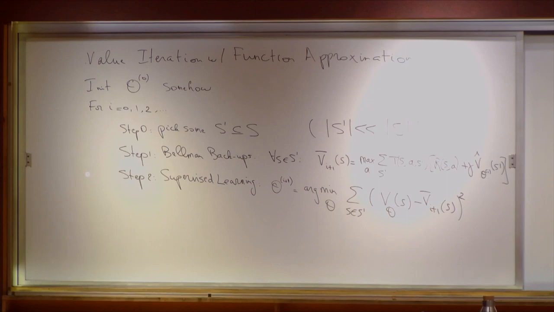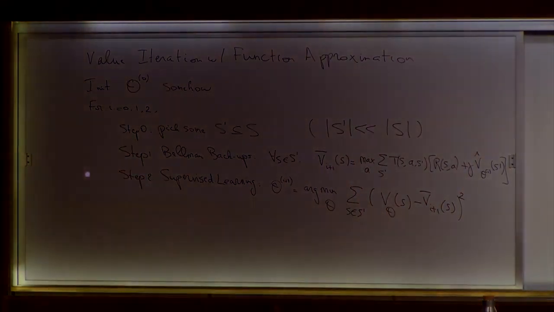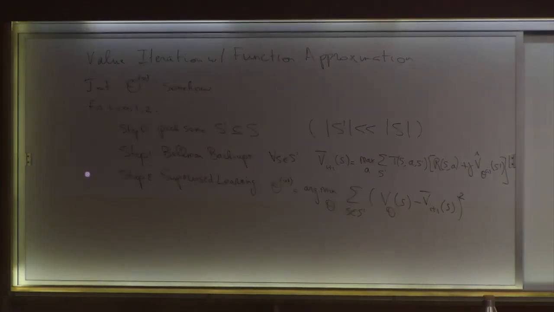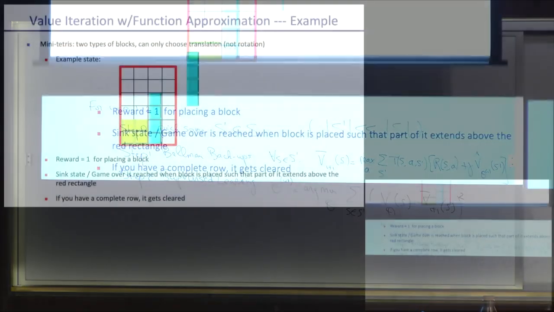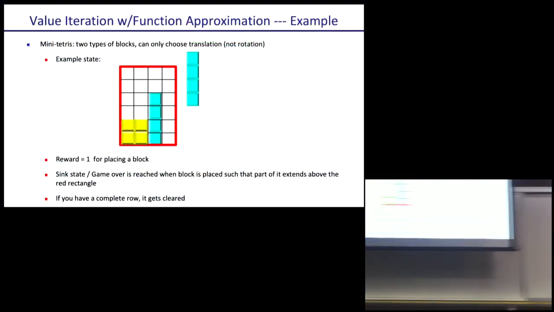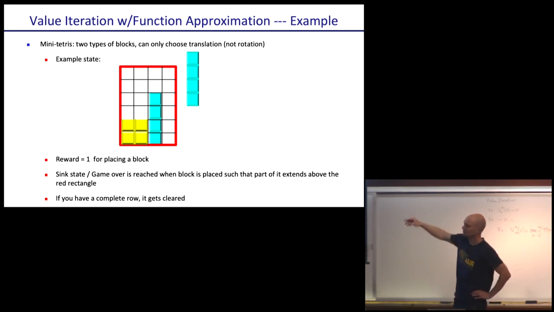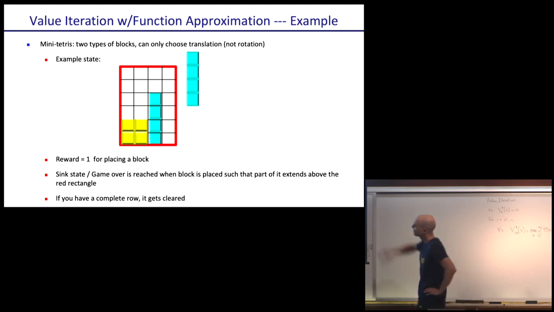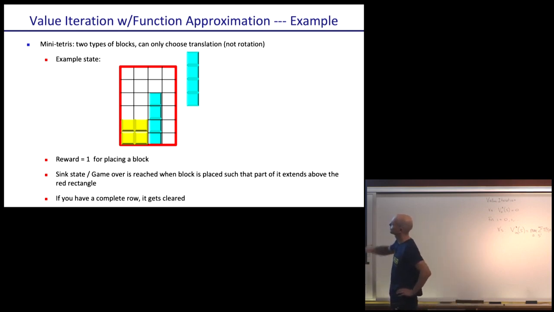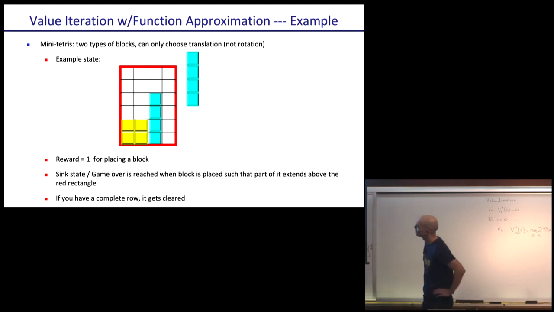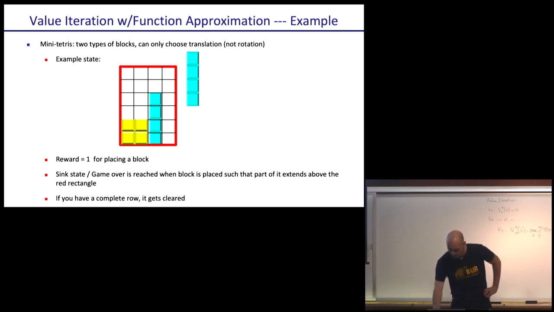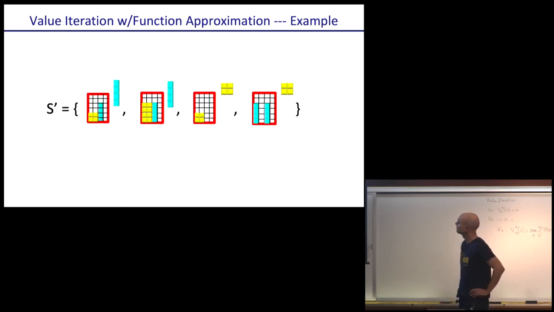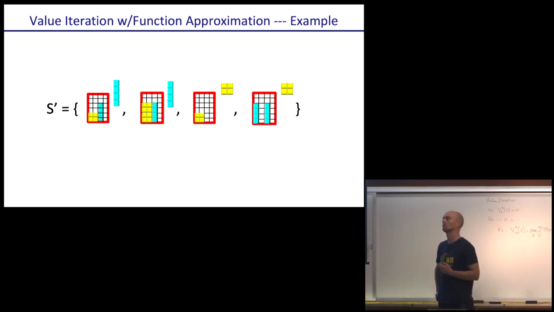OK, let's take a look at this in action for the Tetris case. So remember, we get a reward of 1 every time we place a block. I made a small Tetris world here so we can step through this exactly. You can see every detail of how this operates. The sink state, or game over state, is reached when a block is placed so that part of it extends above the red rectangle. If you have a complete row, it gets cleared. So our set S prime could be this set of states. A state consists of the current situation on the board as well as the next block you're supposed to place.